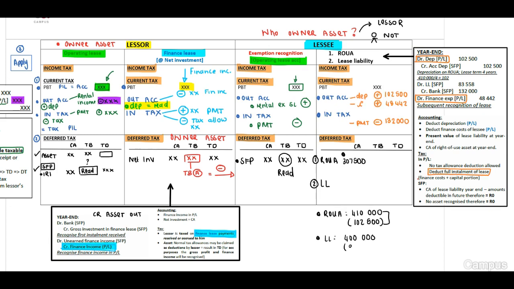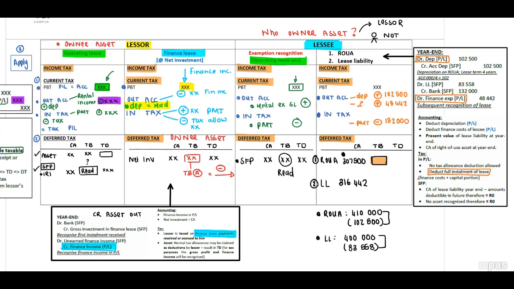Our carrying amount of our lease liability for accounting purposes will be the initial 400,000 minus our journal entry 83,558. And this will be 316,442. Now, we need to look at our tax base of our right of use of our asset.